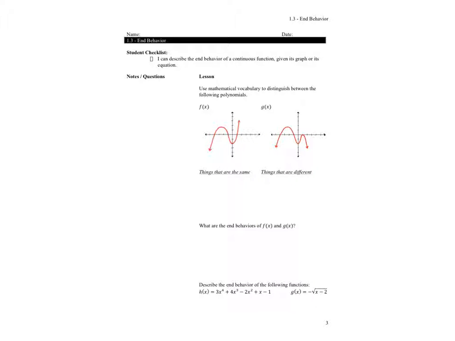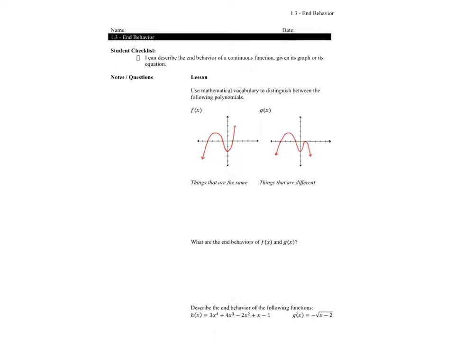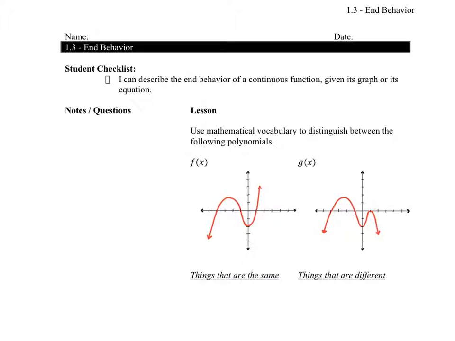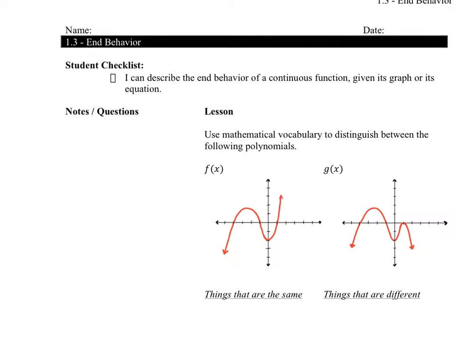We're going to begin to describe the behavior of a function that is graphed by beginning with the end behavior of the function. So today we're going to describe the end behavior of only continuous functions given its graph or its equation. We're going to start off by looking at the graphs of these functions and describing them, and then we'll move on to graphing these functions and describing the graphs of the functions.